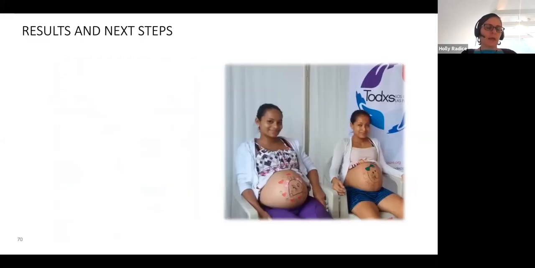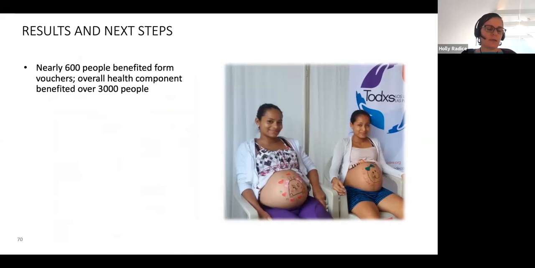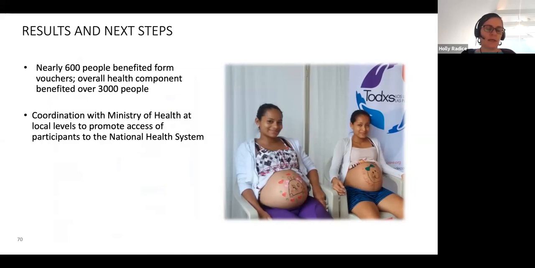So looking at the results and the next steps, overall CARE and our partners have provided medical support to more than 3,000 people. You can move with the bullets, please. And that includes nearly 600 people receiving vouchers for medicines, treatments, medical tests, STD and HIV screening, pregnancy tests, contraceptives, and lubricants.